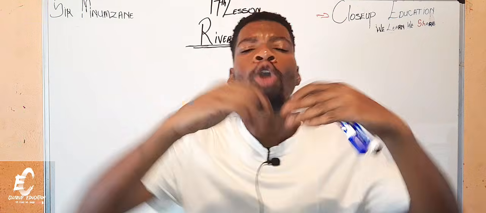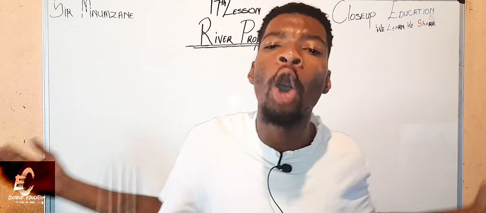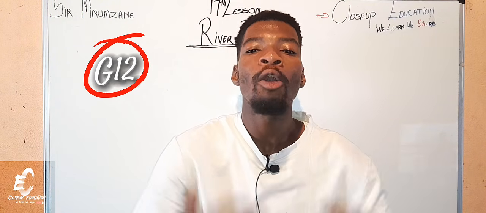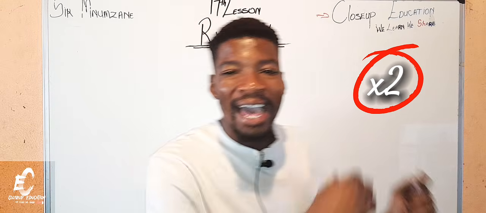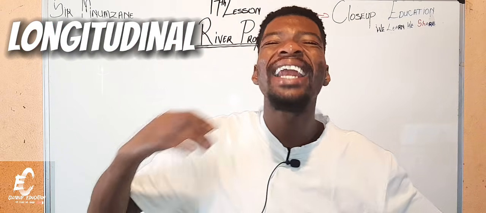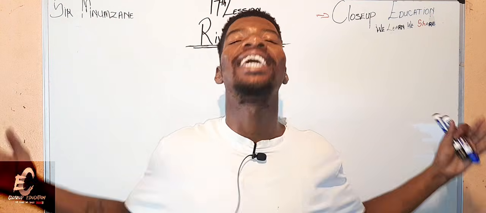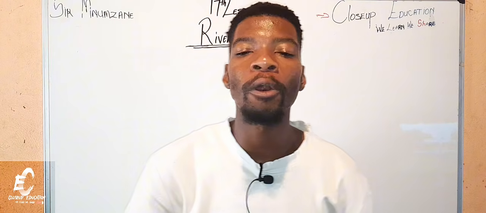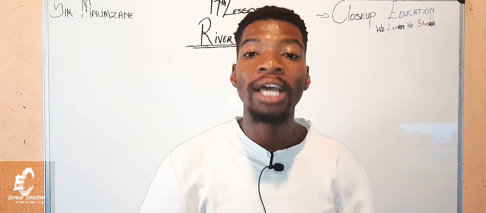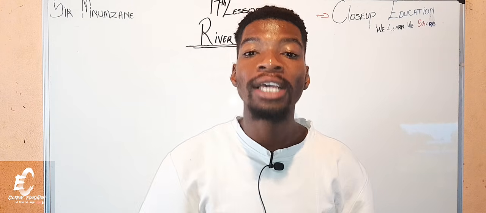All right, so our topic for today is called the river profile. Remember, we are in grade 12, meaning we now learn more about rivers. There are two types of river profiles: a longitudinal profile and a cross, or we could say a transverse, profile. For us to better understand these two types, we definitely have to draw some sketches.